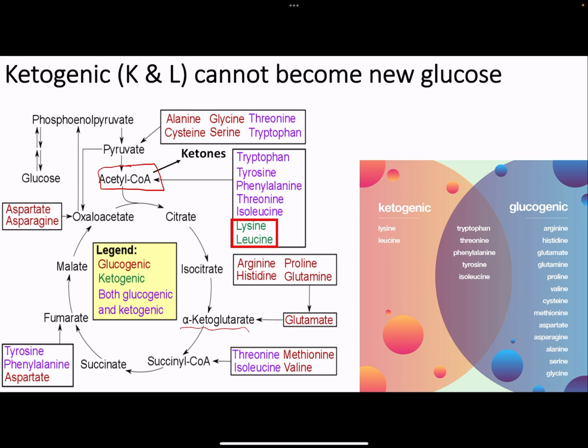Anything else, alpha-ketoglutarate, succinyl-CoA, fumarate, oxaloacetate, pyruvate, all of those are glucogenic. And some of them, as we can see, can do both, right? Like tryptophan is right here and tryptophan is right there. The only two that can only do acetyl-CoA are lysine and leucine, K and L. So let's understand why.